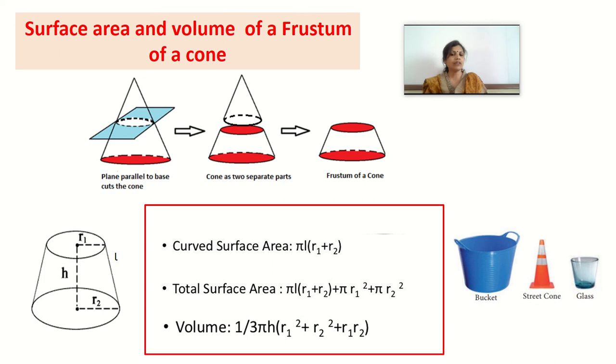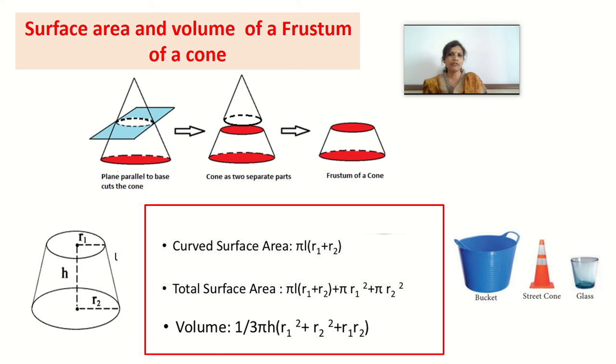So here is a figure of a frustum. There are two circular regions at the top and at the bottom. Let R1 be the radius of the circle at the top and R2 the radius of the circle at the bottom. H is the height of the frustum and L is the slant height of the frustum. So the curved surface area of the frustum is given by the formula pi L (R1 plus R2). L is the slant height of the frustum.